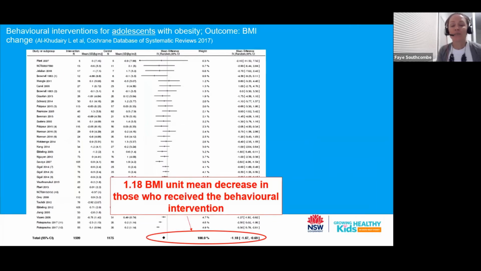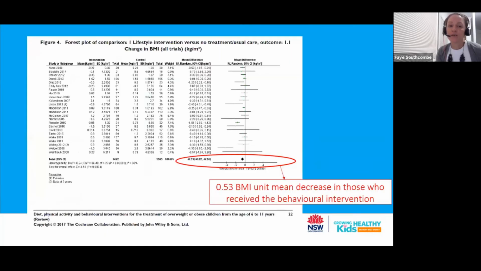This looks at behavioural interventions for adolescents, and you can see on the forest plot that most interventions are definitely effective. It looked at a mean change in BMI of 1.18, which is a significant change in BMI. On the chart that we're on now, we've again got a similar forest plot for treatment versus no treatment versus intervention. All of these interventions combined again had a treatment effect of minus 0.53 BMI units.